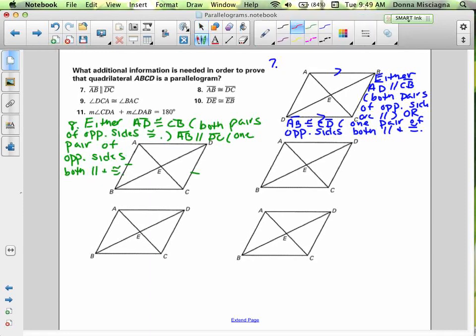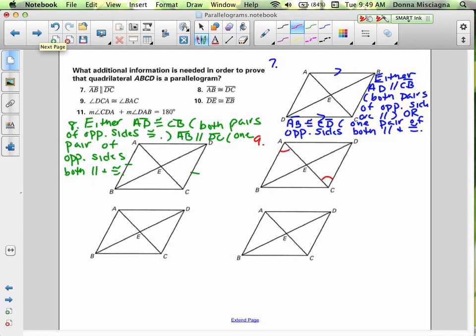All right, let's move on to number 9. All right, so angle DCA. So DCA is this angle right there. It starts at D, goes to C, and then heads right to A. Is congruent to angle BAC. Start at B, go to A, continue to C. That's this angle here.